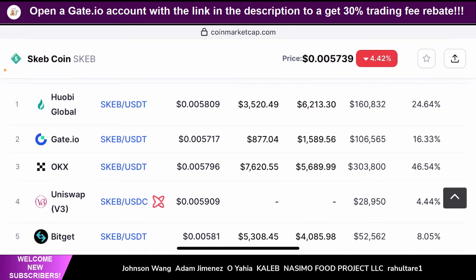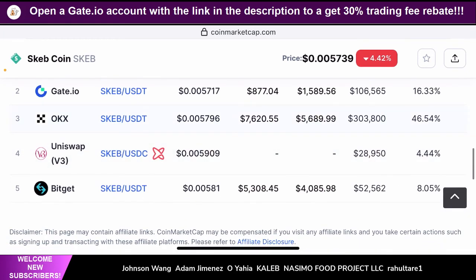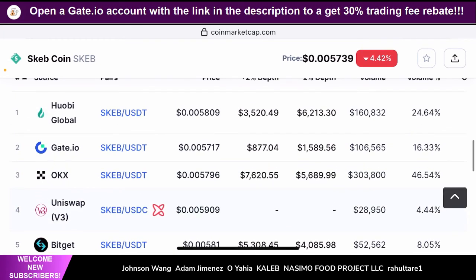Obviously, Gate.io, OKX, and other exchanges have listed this token as well. Uniswap version 3 is the only decentralized exchange on the Ethereum blockchain where you can buy this token. I wouldn't really go buy this token from BitGet because I'm not really familiar with this exchange. And if you know that this is a good exchange, obviously by all means go ahead. But I would stick with Huobi Global, Gate.io, and OKX, right?